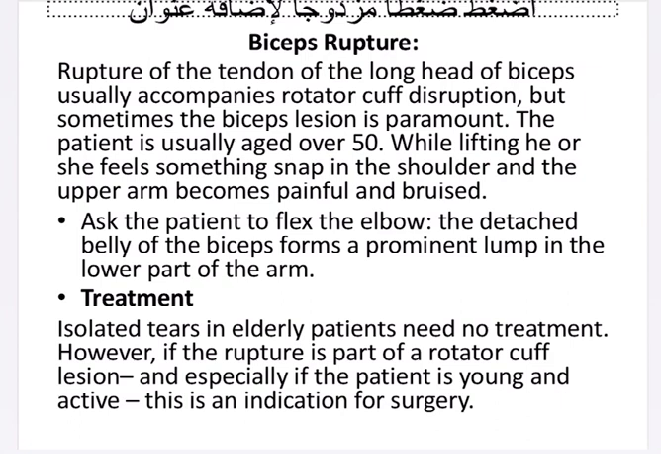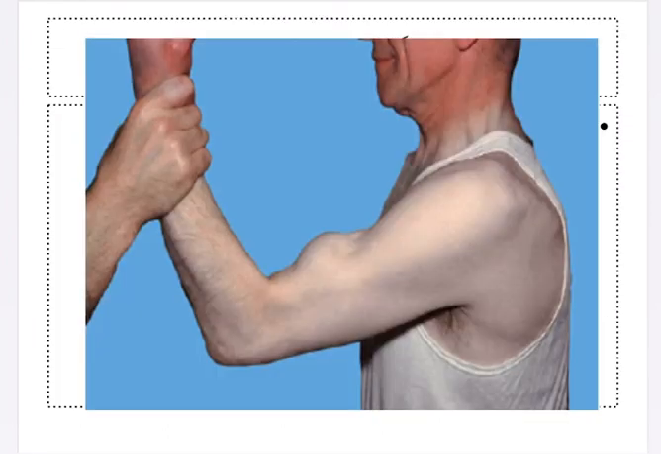Treatment. An isolated tear in an elderly patient needs no treatment. But if the rupture is part of a rotator cuff lesion, especially if the patient is young and active, this is an indication for surgery. The type of surgery is decompression of the biceps tendon and repair, and sometimes we need tendon transfer. In this picture, we can see the detached belly of the biceps. If we ask the patient to flex the forearm, there will be a prominent lump in the anterior part of the arm.